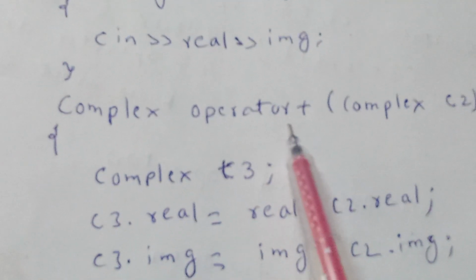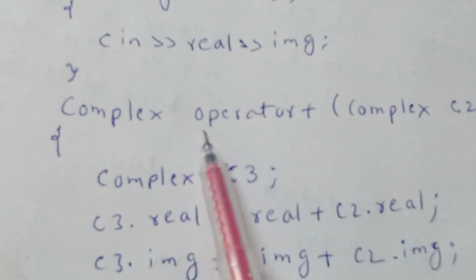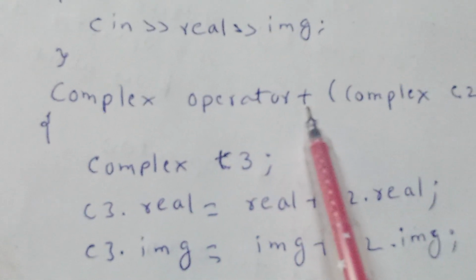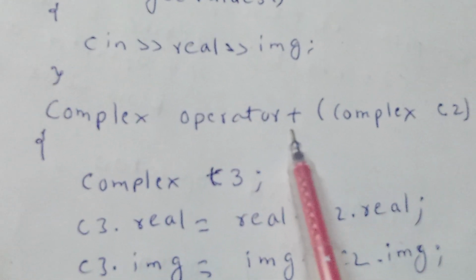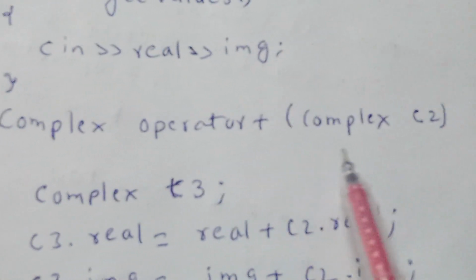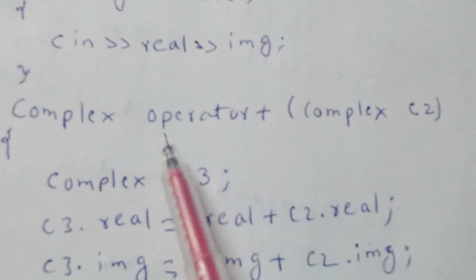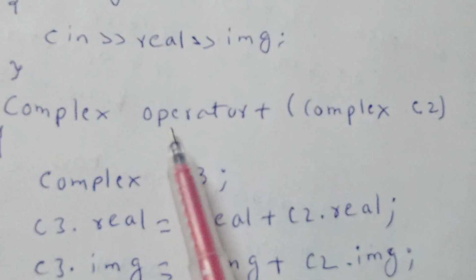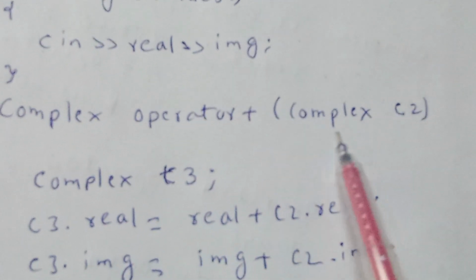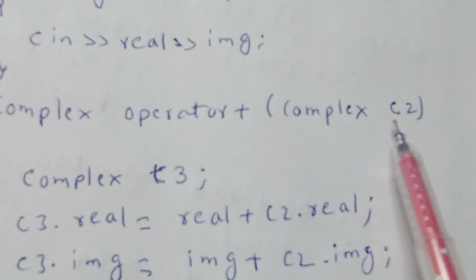Now let's come to the overloaded function plus. For that we have to use the keyword operator. Since we want to overload the plus function, we use the plus symbol. It takes two operands. Out of the two operands, c1 is readily available since plus is a member function. So we have to pass only one argument.